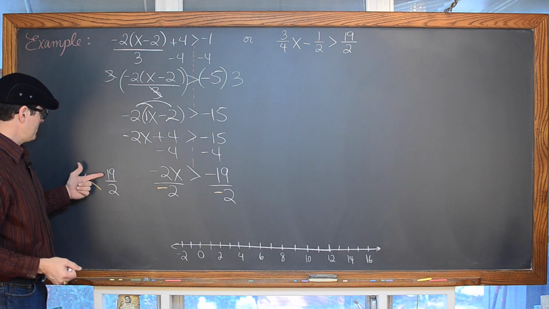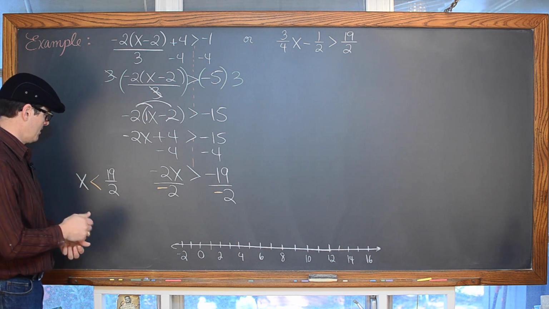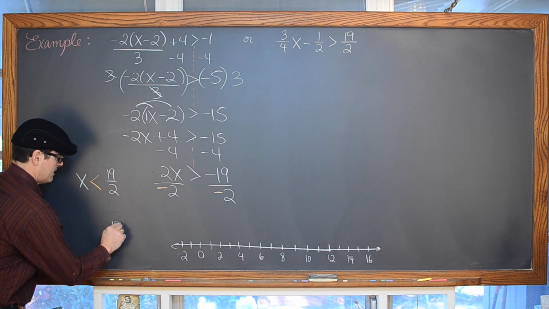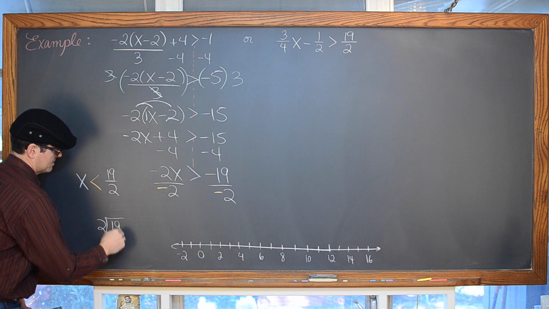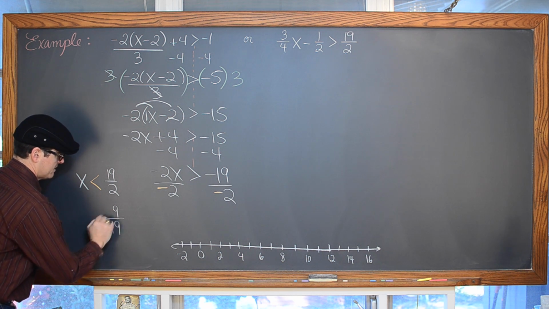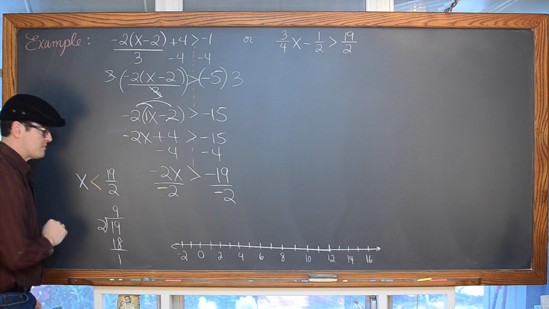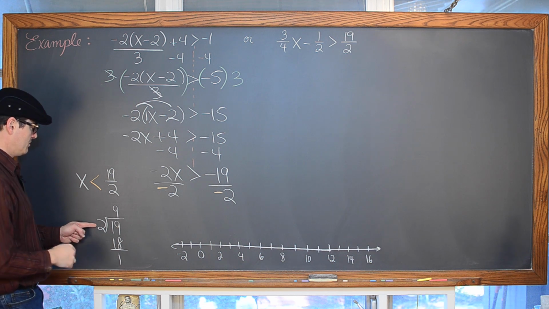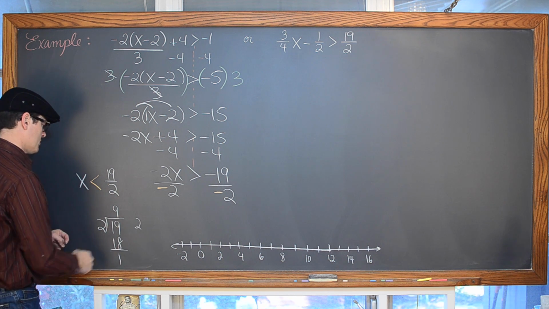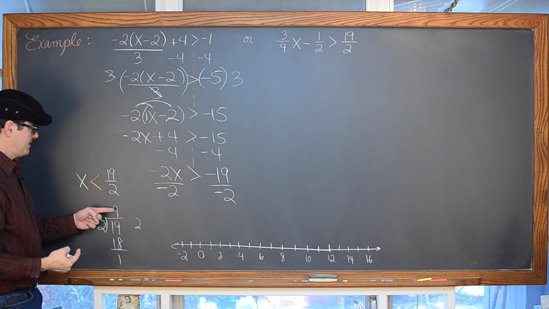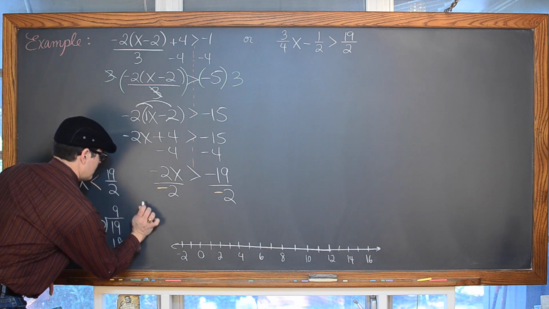And we're going to go to 19 over 2. Well, let's see here. 19 divided by 2, that's going to be 9. 9 times 2 is 18. Gives me a remainder of 1, so that's 9 and 1/2.